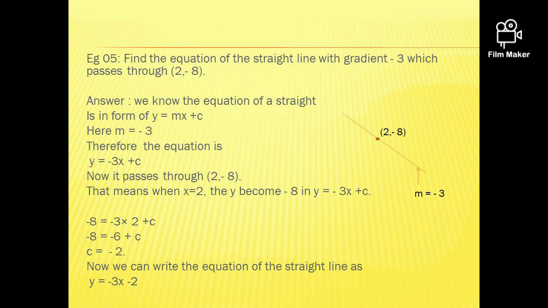Now our objective is to find the value for c. We know that the line passes through the coordinate (2, minus 8). Therefore, when x equals 2, y becomes minus 8 in y equals minus 3x plus c. Then I will replace y with minus 8 and x with 2. If you replace with this, you will obtain the answer c equals minus 2. Now you know the value for c as minus 2. Therefore, you can write the equation of the straight line as y equals minus 3x minus 2. Hopefully, you can understand how to get this answer.